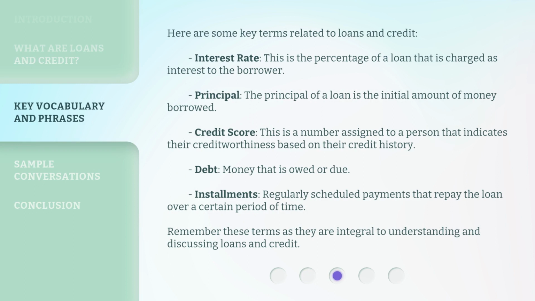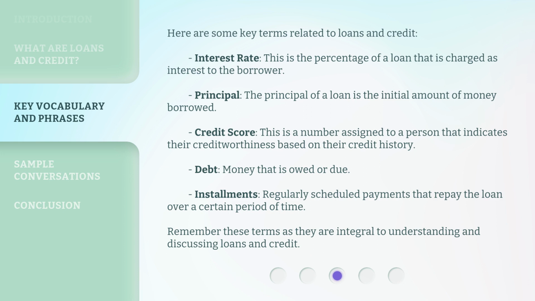Here are some key terms related to loans and credit. Interest rate. This is the percentage of a loan that is charged as interest to the borrower. Principal. The principal of a loan is the initial amount of money borrowed. Credit score. This is a number assigned to a person that indicates their creditworthiness based on their credit history.